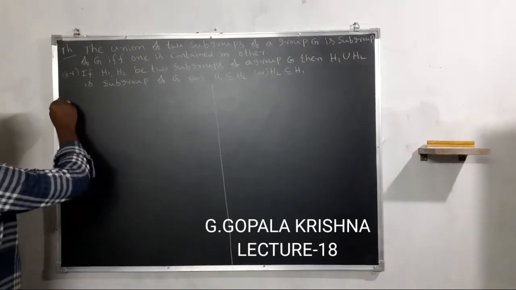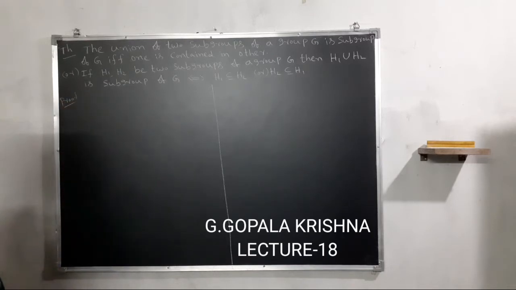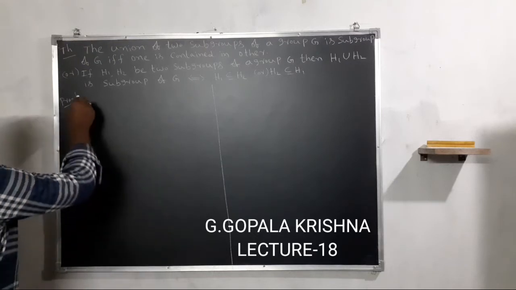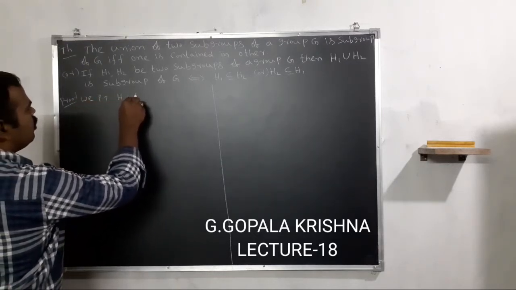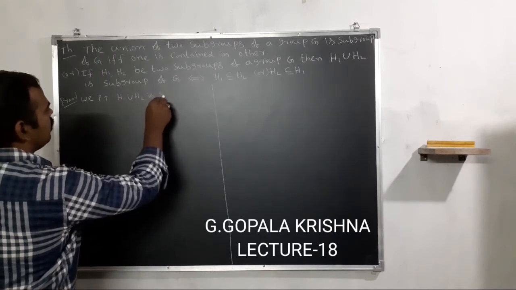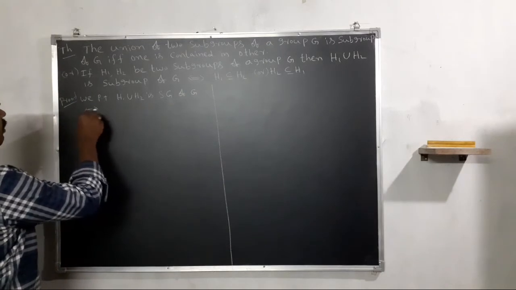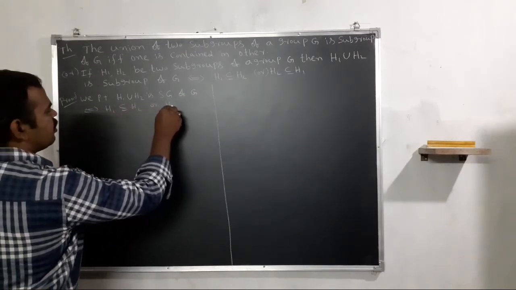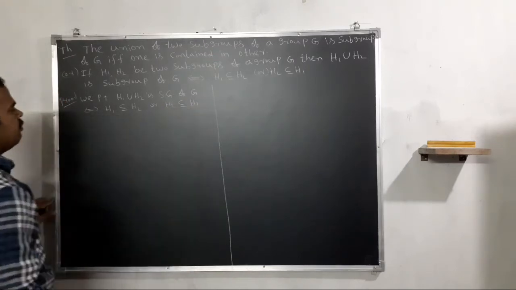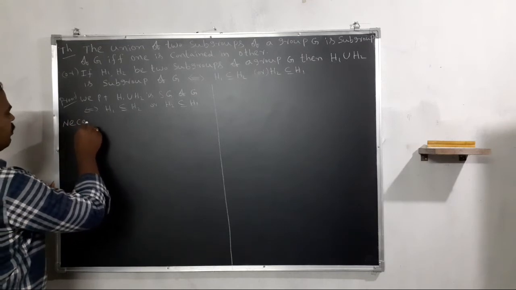Proof. Let H1, H2 be two subgroups of group G. We prove that H1 union H2 is a subgroup of G if and only if H1 is contained in H2 or H2 is contained in H1. Since it is an if and only if statement, we use the necessary and sufficient conditions.